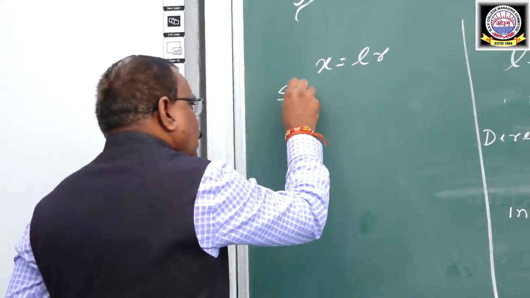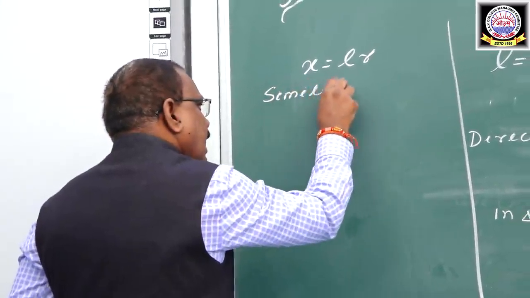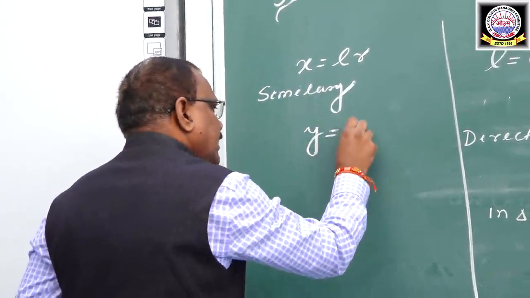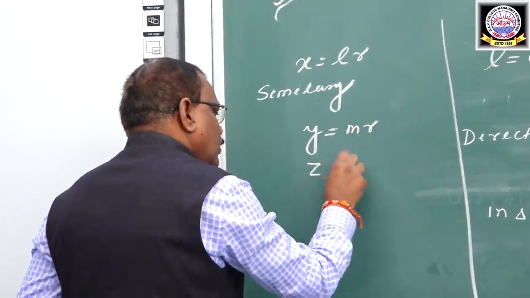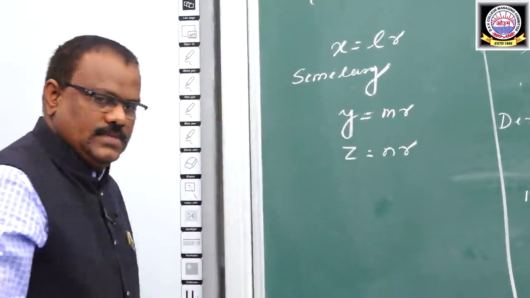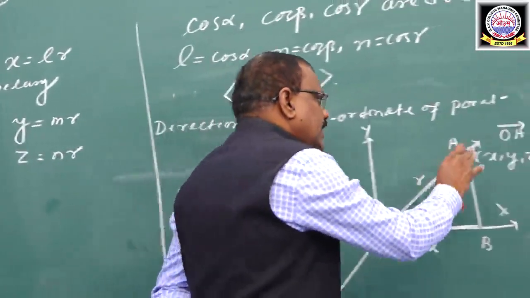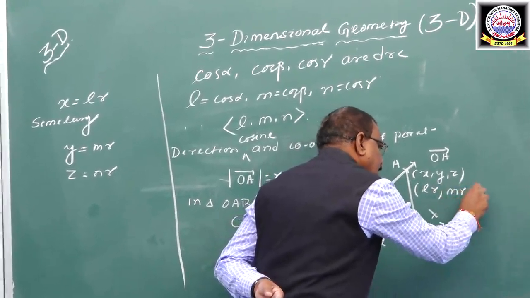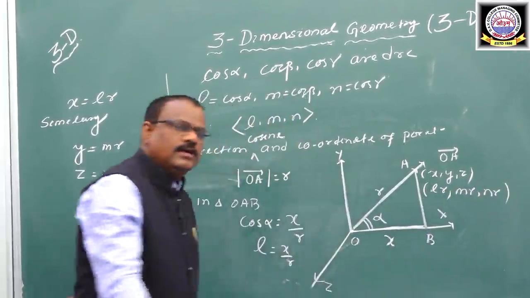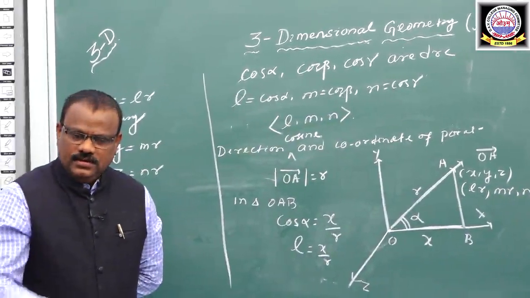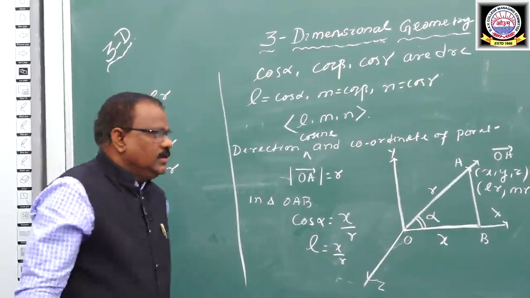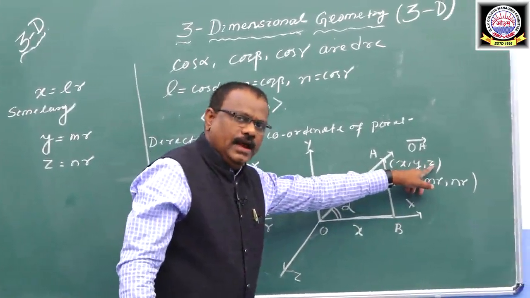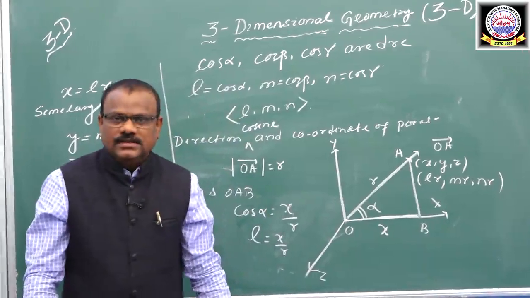Similarly, if you draw the perpendicular to y axis and z axis, we must get y is equal to MR and z is equal to NR. So now, in place of x, y, z, I can write LR, MR and NR. What is R? R is the magnitude of the vector or distance of the line. So, this is the relationship between the coordinate of a point and how it is related to direction cosine.